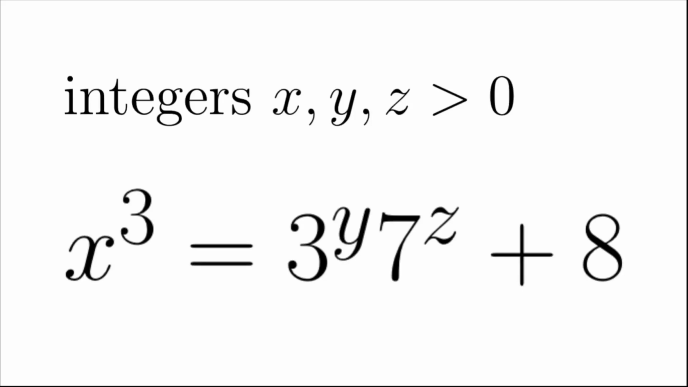In this video, we are going to find all positive integers x, y, and z such that x cubed equals 3 to the power y times 7 to the power z plus 8.